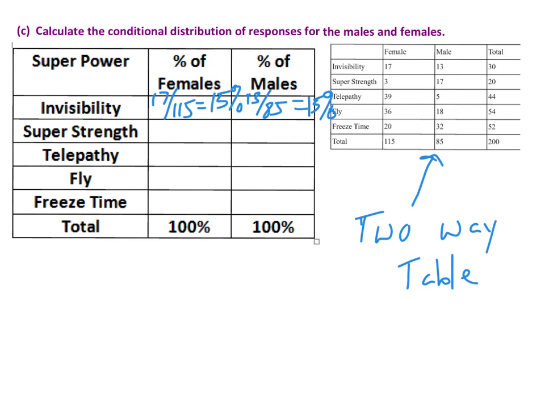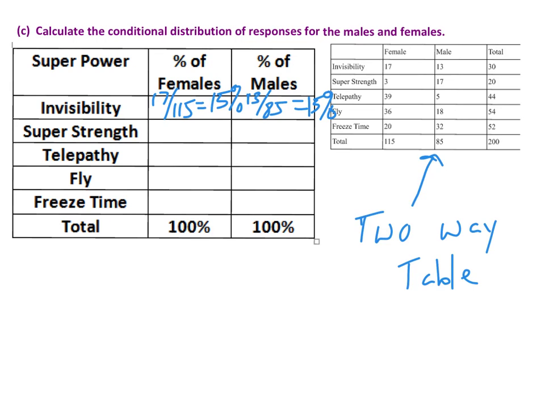And the males were about the same. Okay, so there wasn't really a preference in terms of invisibility between males and females. The overall percentage we saw before was right at 15, but both males and females were right around that mark. Compare that to super strength.